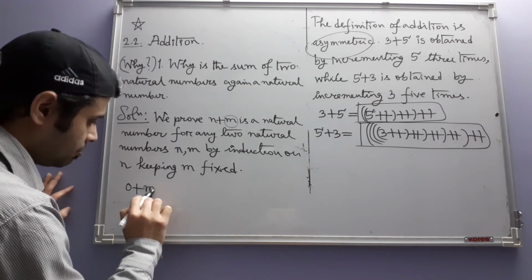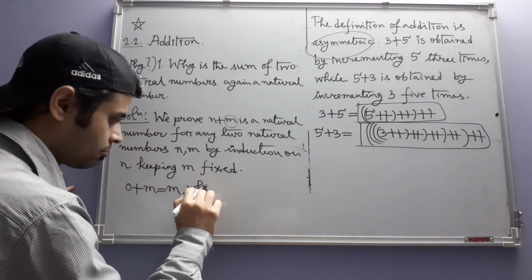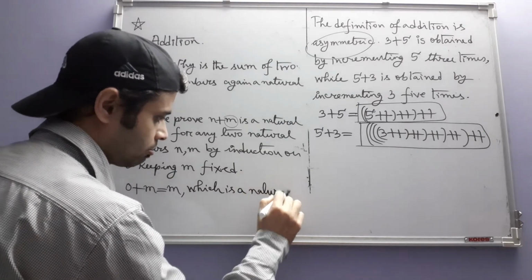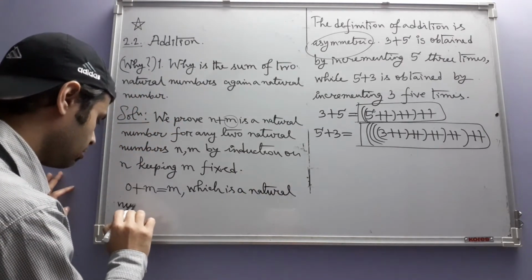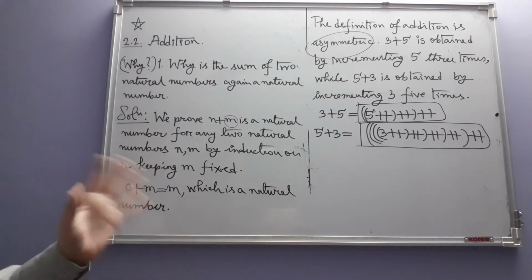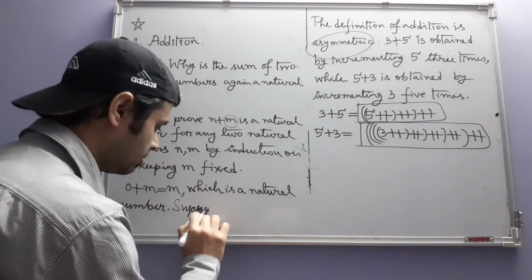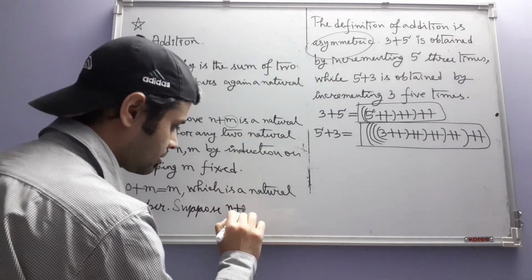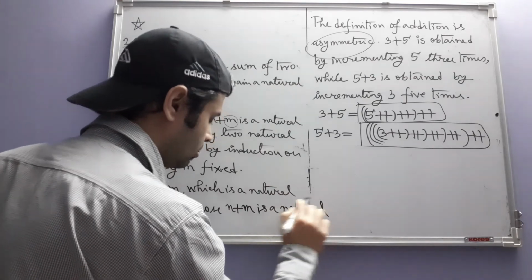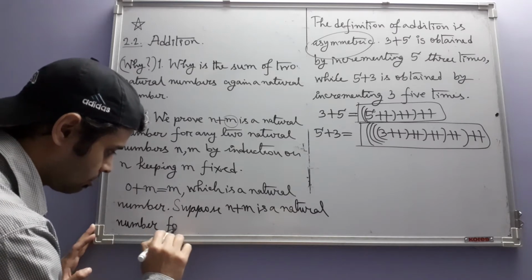0 plus m is equal to m, which is a natural number. So when n is equal to 0, then n plus m is a natural number. Suppose or assume, same thing, n plus m is a natural number for some natural number n.